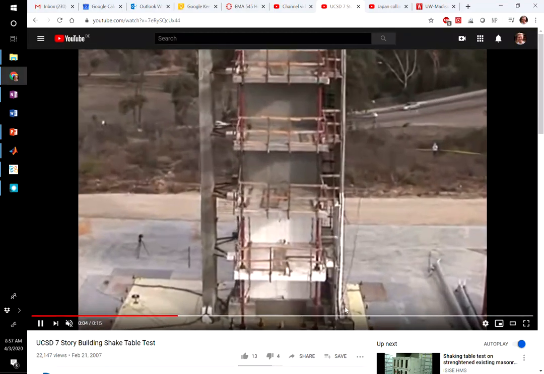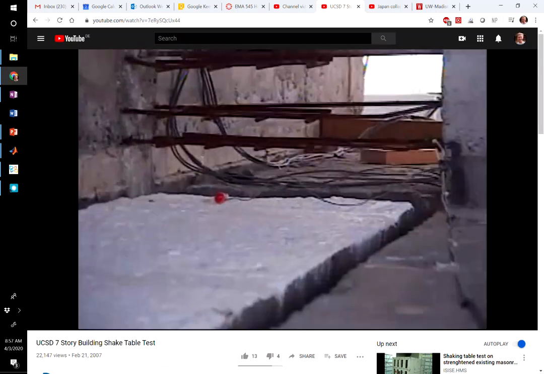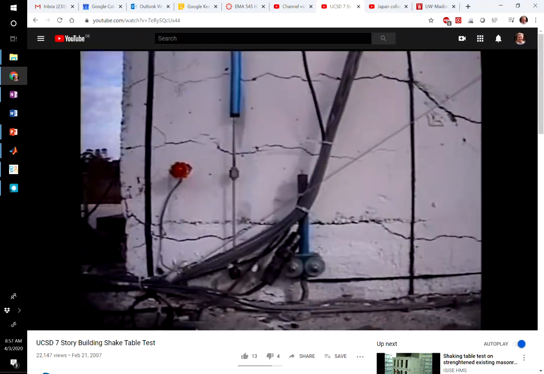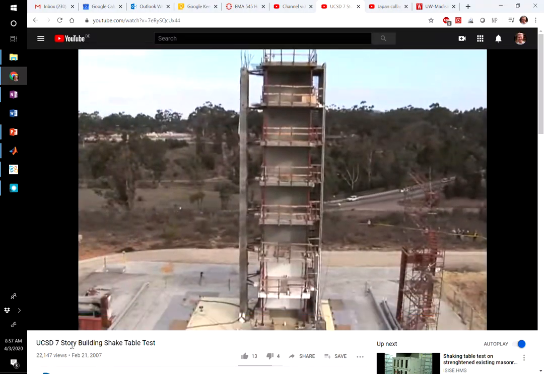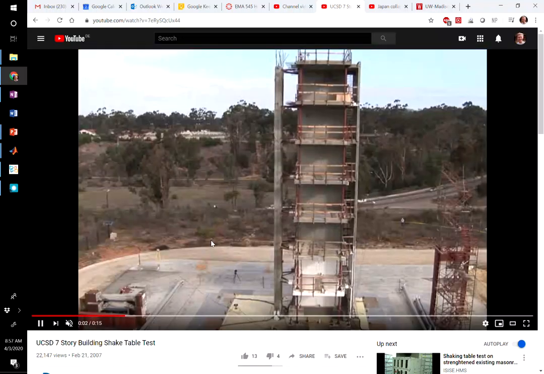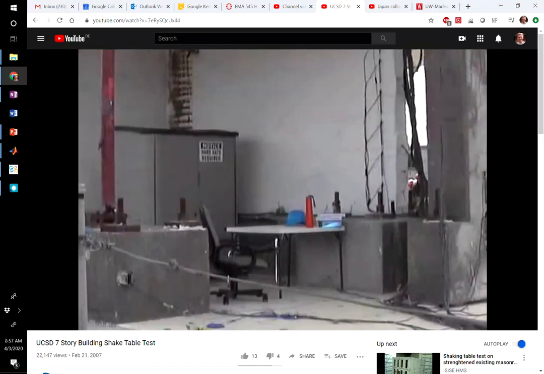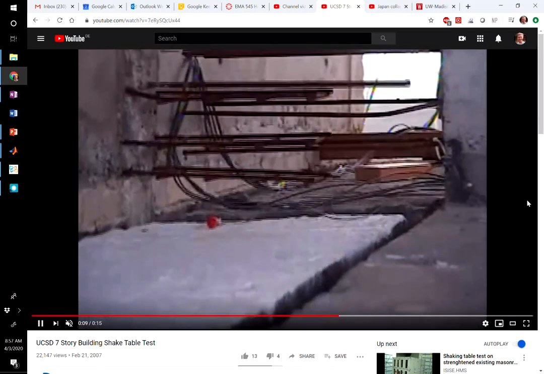You can see the table there moving laterally, and then they take video, they take measurements, and they can study how different types of construction survive or don't survive in an earthquake. So this is an important part of research there. California obviously has a lot of earthquakes, and so it's something that's interesting there.